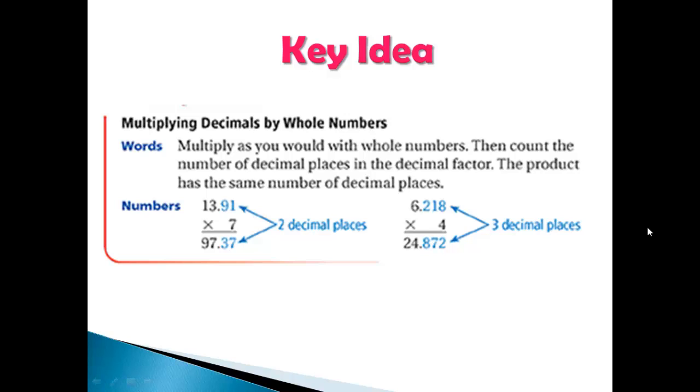Multiply as you would with whole numbers, then count the number of decimal places in the decimal factor. The product has the same number of decimal places.